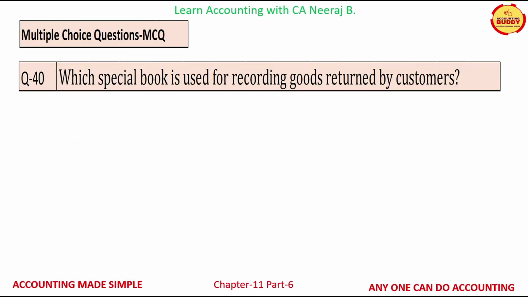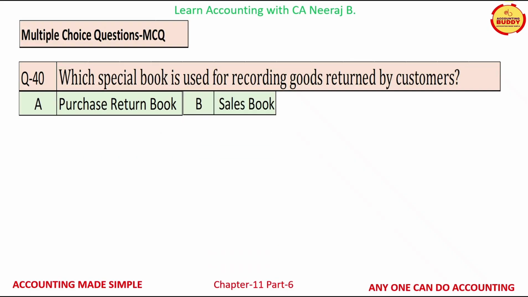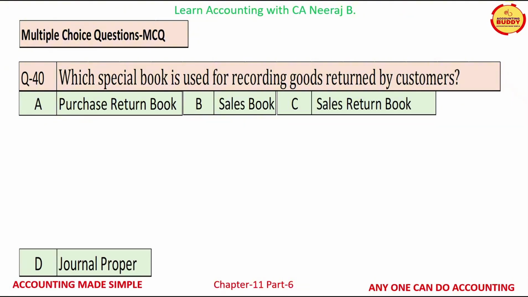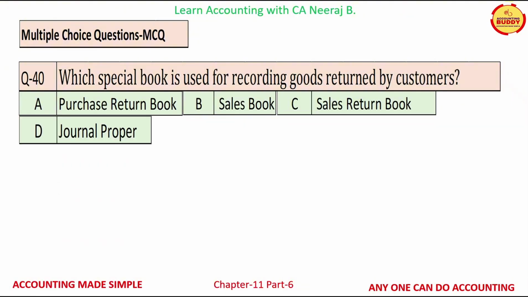Question number 40 is which special book is used for recording goods returned by customers? And the available options are option A, purchase return book, option B, sales book, option C, sales return book, and option D, journal proper. And the correct option is option C, sales return book.